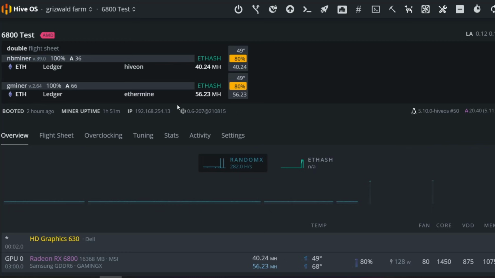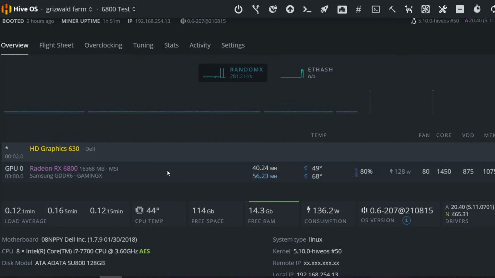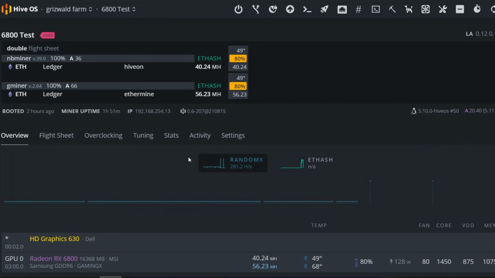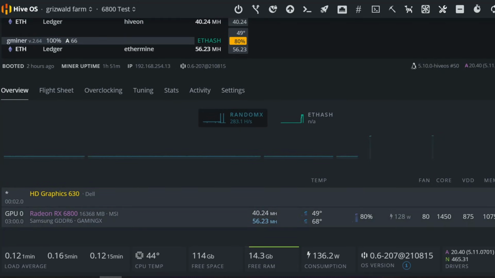Let me scroll up a little bit. I actually have two miners running: Gminer and NBMiner. Gminer is pushing 56.23 mega hash, and NBMiner is also pushing an additional 40 mega hash. And again, this is on one single card. So, how am I able to get almost 100 mega hash on an RX 6800 non-XT? You can see it right here, non-XT.